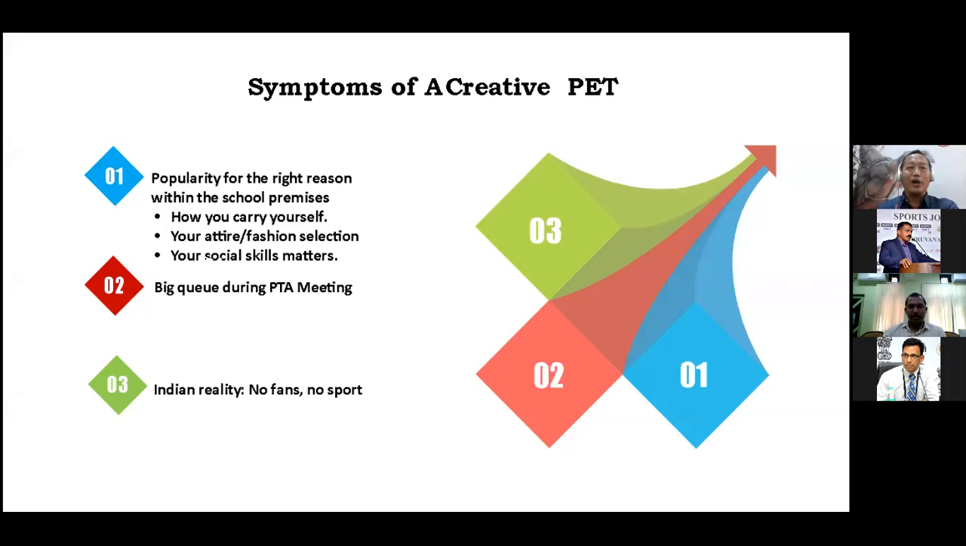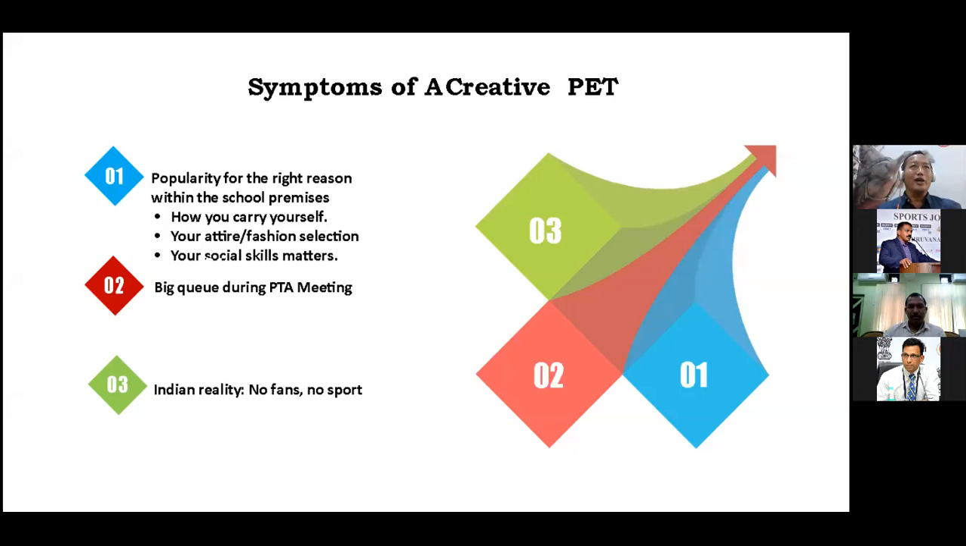One is how you carry yourself, physically, I should say. When I talk about how you carry yourself, physical education teachers are expected to look fit, right? You may be slightly heavy, but it is possible to look heavy and fit also. Unless you prove through your looks that you are fit, it is not going to be possible to be so popular in the school.